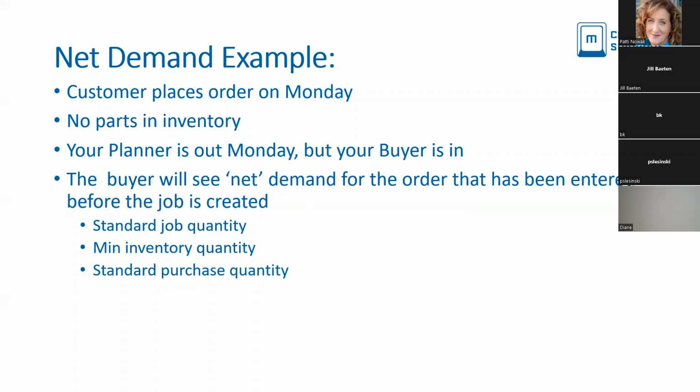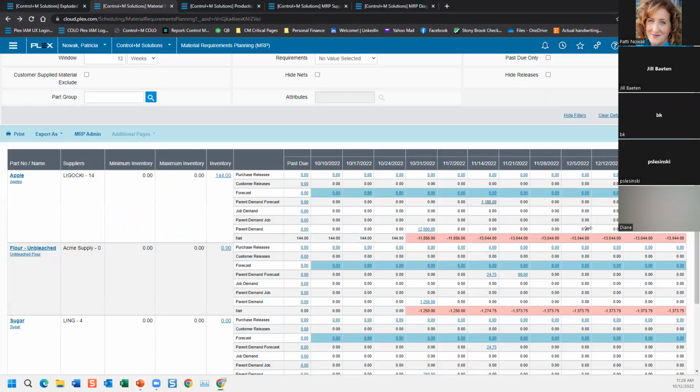And now, since it doesn't have a specific job quantity to drive demand, it's going to use things like part lead time for a start date instead of the job start date. And it might use the standard job quantity in place of the order quantity. And that's how it's going to drive the when and how much. So let's go to our MRP screen again and look at parent demand.